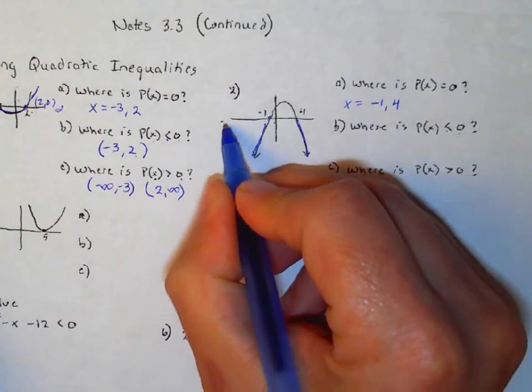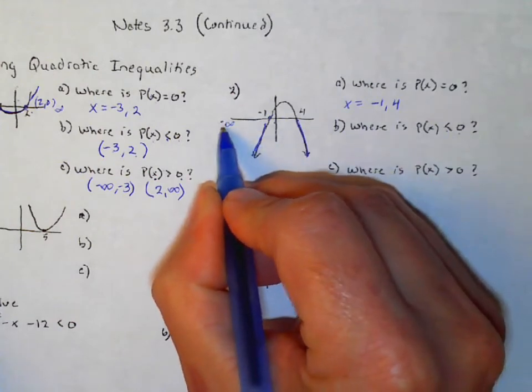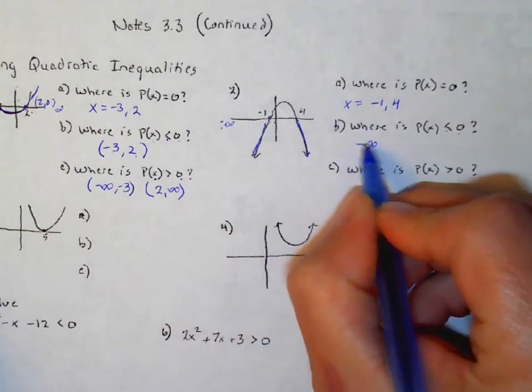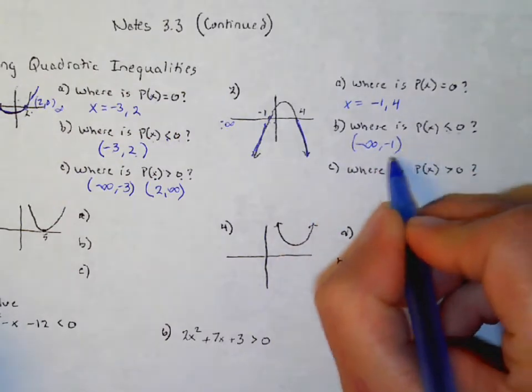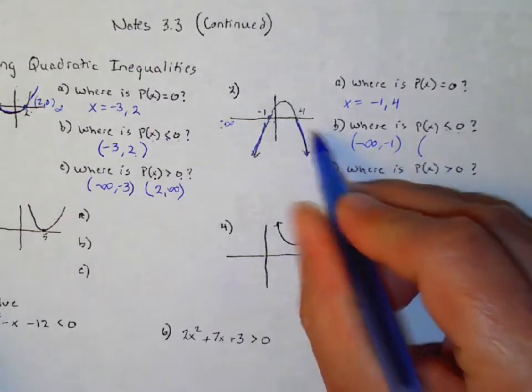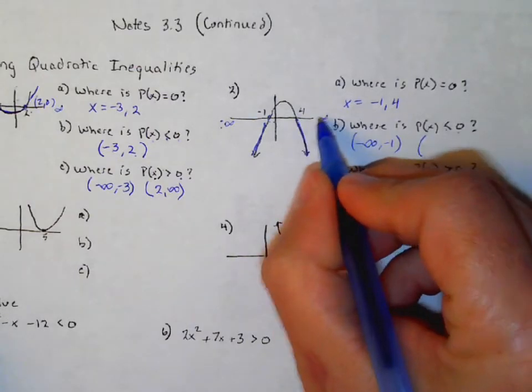So we're looking at what x is true. So from negative infinity to -1. And remember, if it would be or equal to, use the bracket. And also from 4 through infinity.